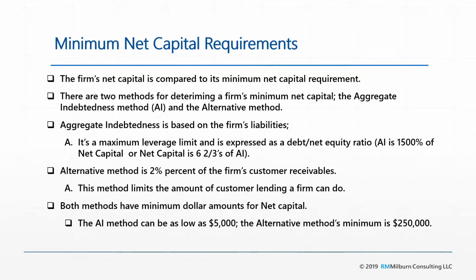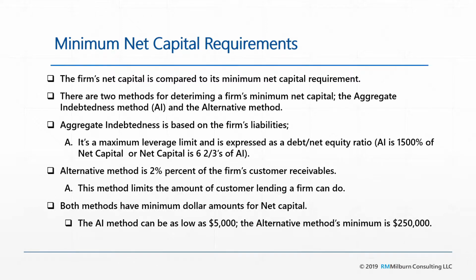The alternative method is based on the amount of the firm's customer receivables. This method requires the firm to maintain a minimum net capital of 2% of customer receivables, which limits the amount of customer lending a firm can do.